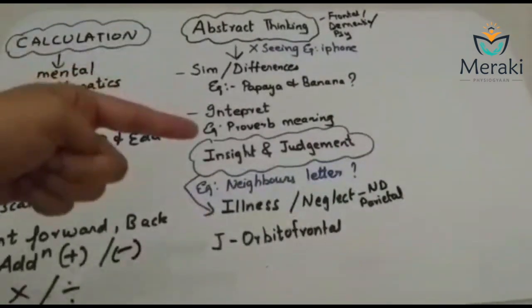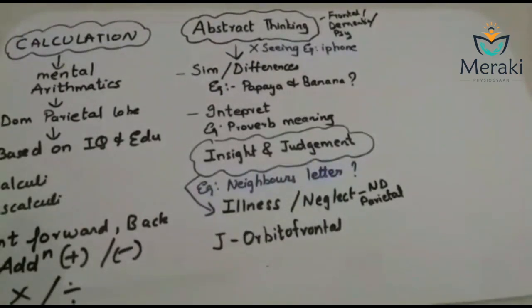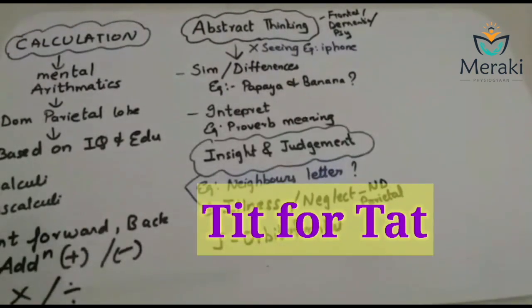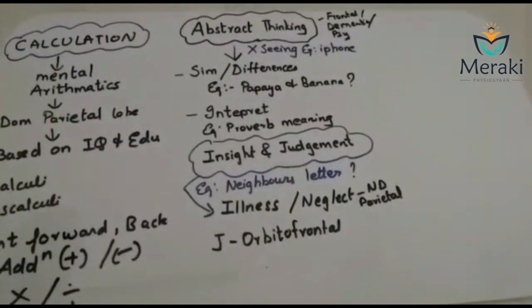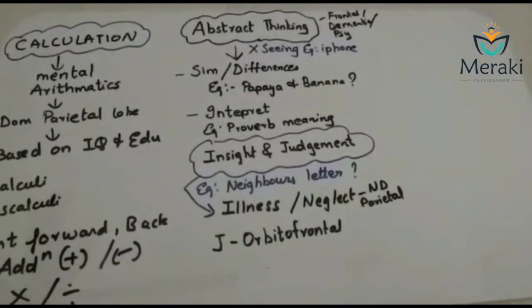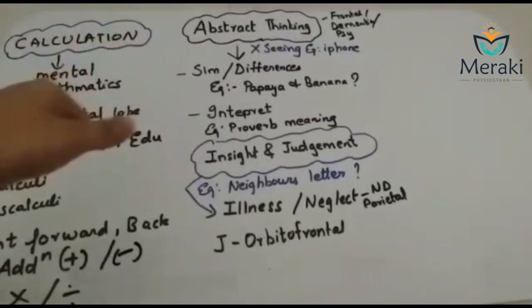Abstract thinking is also the ability to interpret. So you give them simple proverbs that we use in day-to-day language, like tit for tat, jaise ko taisa, and tell them, what do you understand by this? So you have to ask. If they give you meaningful proverb justification, that means their abstract thinking is intact.